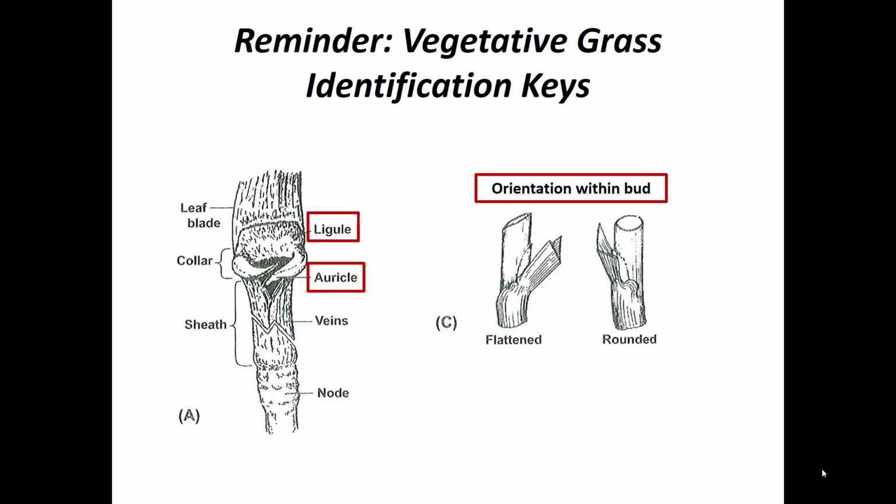As a reminder, as we get back into talking about grass identification, we're going to be keying in on 3 or 4 different characteristics of grasses: typically the ligule, that structure that may or may not be present right there as the leaf joins the collar; the auricle, or the absence of auricles, which is the structure that looks like something reaching around the stem when present; and then the orientation coming out of the bud, or coming up as new leaves emerge. Is it round or is it flat?